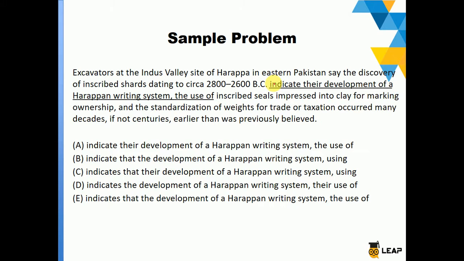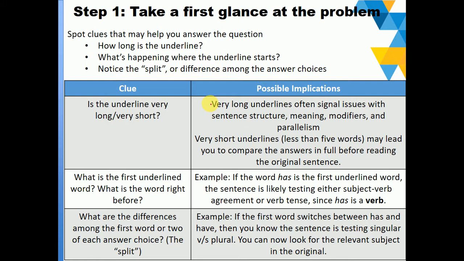So long, in fact, that it starts in one line and ends in the next. So it's a long underline. And what does that mean? Well, very long underlines often signal issues with sentence structure, meaning, modifiers and parallelism. So pretty much quite a few things that the GMAT is trying to test.